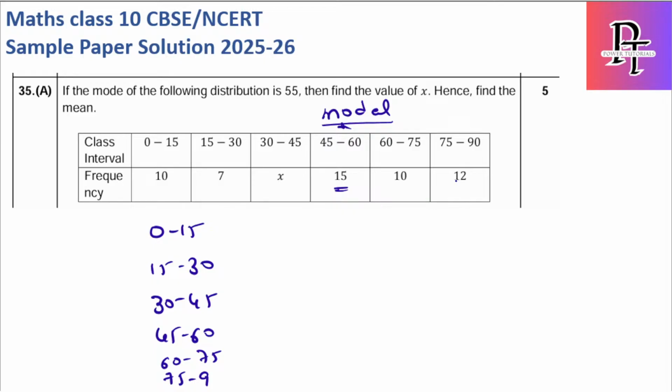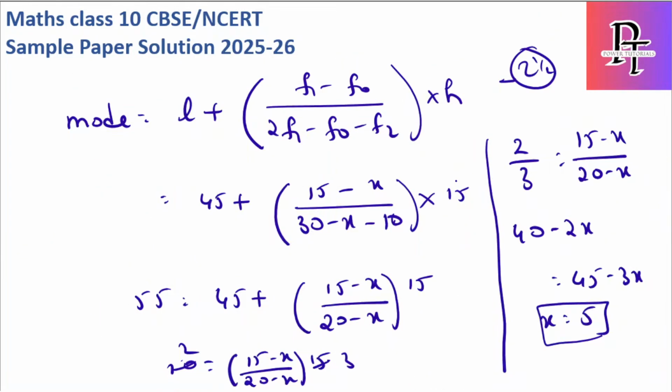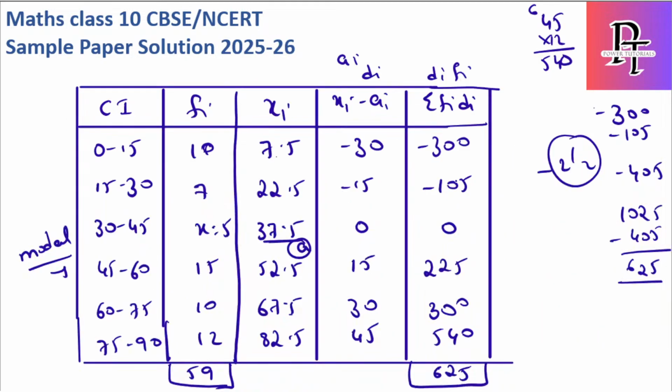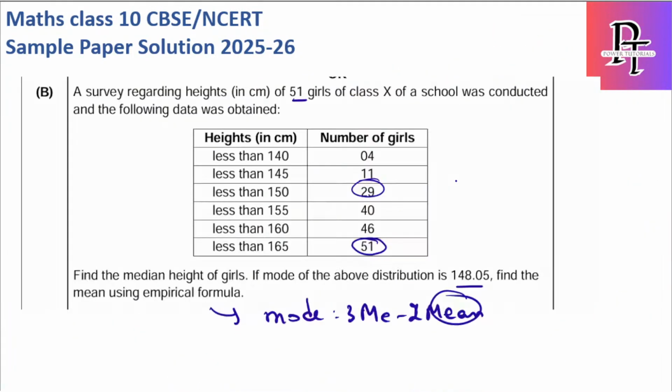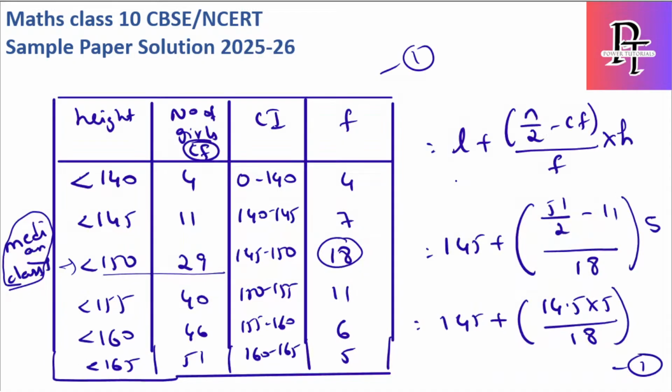Okay, so for this we found the value of x using the mode formula. Using that x in the table, we found the mean value as well using the assumed mean method. Then they have the second question. They have provided a less than 140, less than 145 kind of table, and they asked to find the median value. For that we first find the class intervals, and then we found the f value from the cumulative frequency, because they have provided the cumulative frequency directly. They haven't provided frequency values. So we just use this CF table.